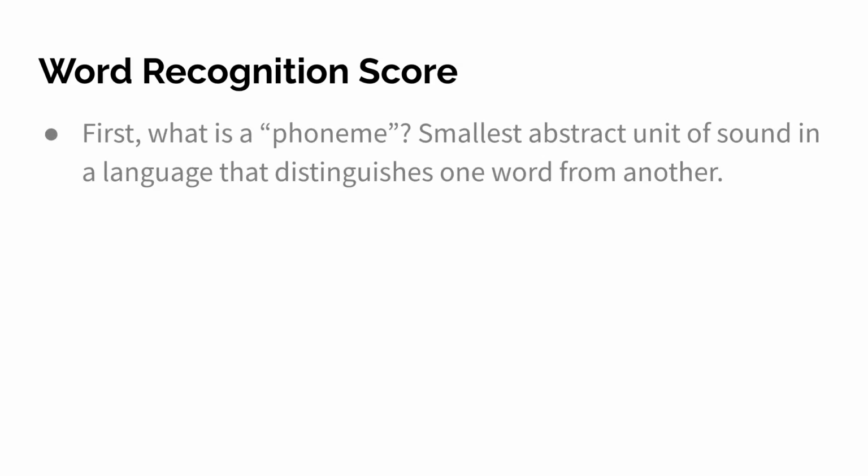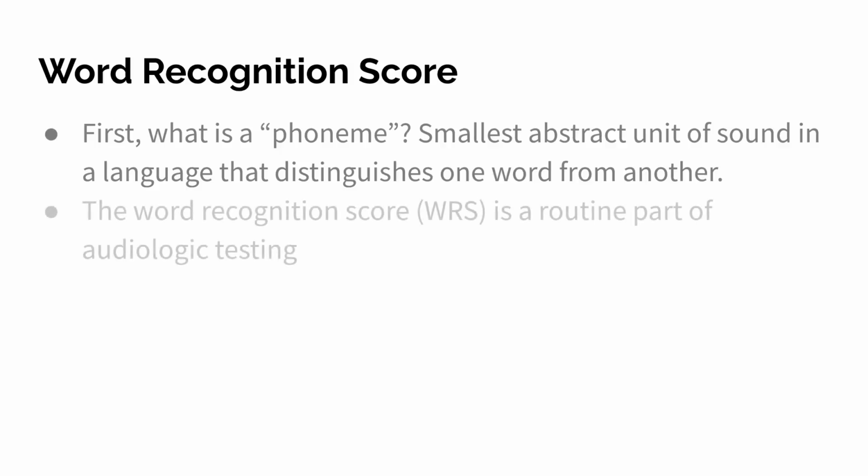First, what is a phoneme? Let me break that down. That's the smallest abstract unit of sound in a language that distinguishes one word from another word. Minimal pairs distinguish one word from another word by a single phoneme. Pair and bear, for example. Voicing is the only thing that distinguishes those two. The single phoneme P versus B, and that's reflected by differences in voice onset time.